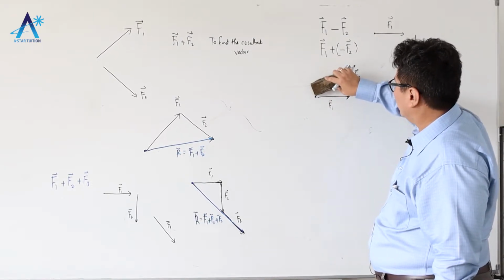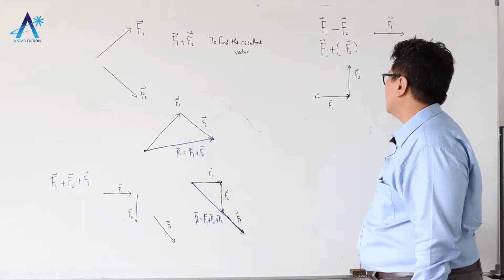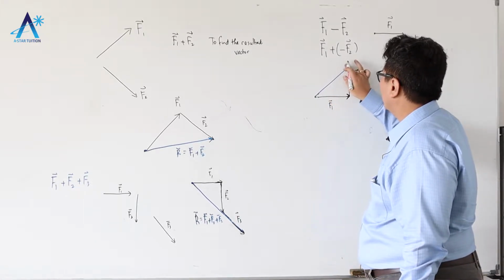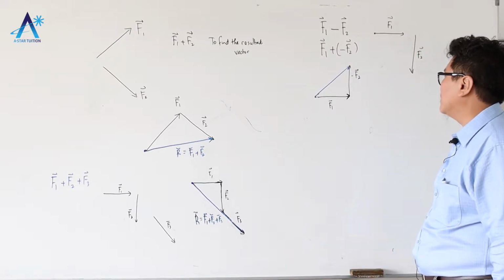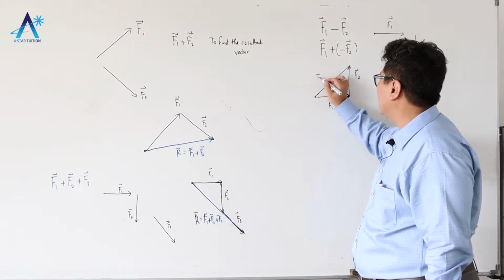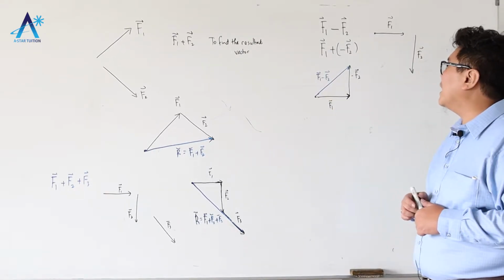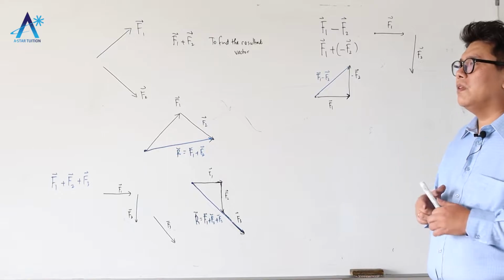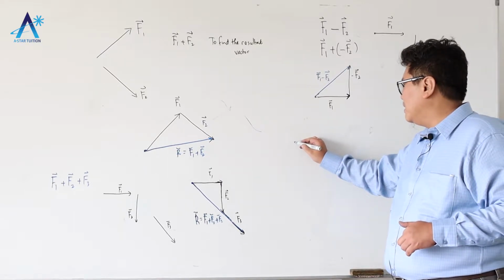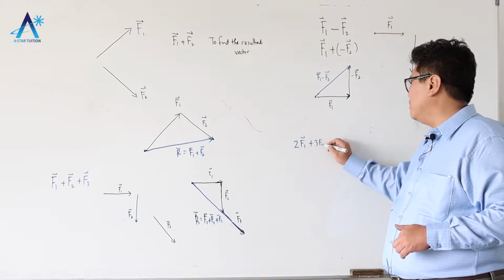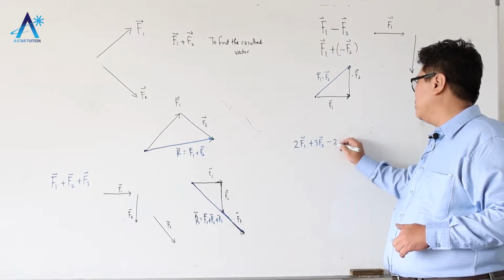Now again, it would be much easier to do this using a ruler and on grid paper. So this is f1 minus f2. Now what if you want to add multiple vectors, like 2f1 plus 3f2 minus 2f3, for instance.